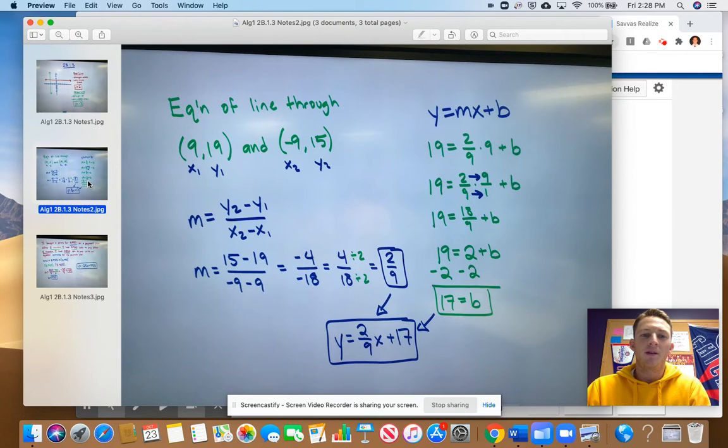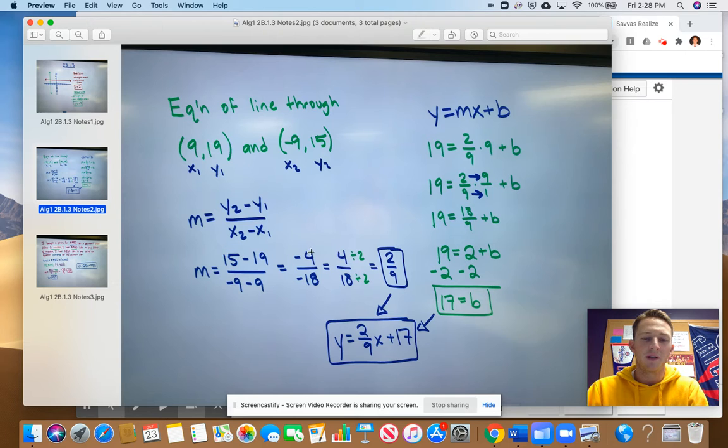And we want to write the equation of a line. This is just a refresher from 2 points. So here we have our first point, x1, y1. Our second point, x2, y2. Well, let's plug these 2 points into our slope formula. So y2 minus y1 over x2 minus x1, that's going to give us our slope. So we have 15 minus 19 over -9 minus 9.